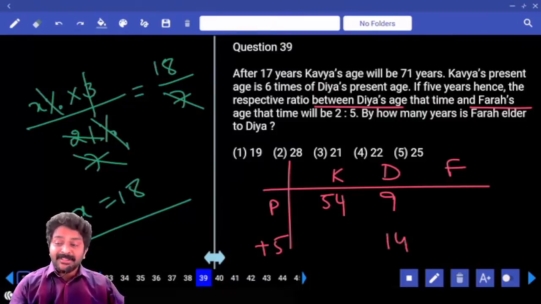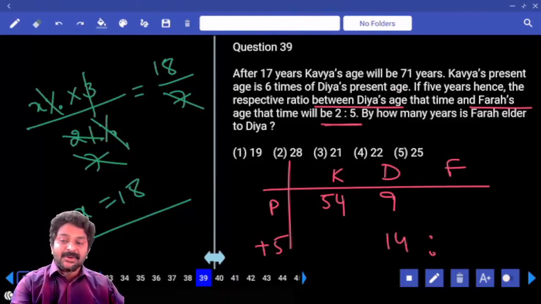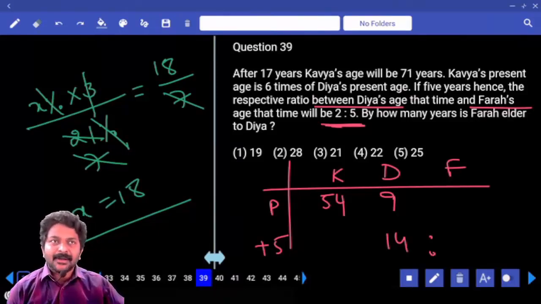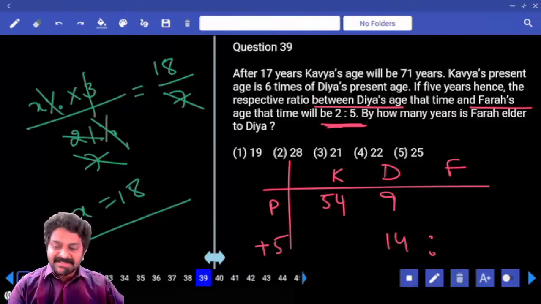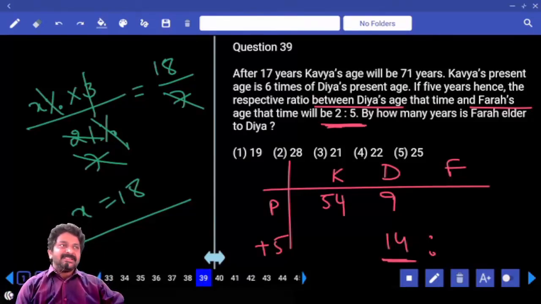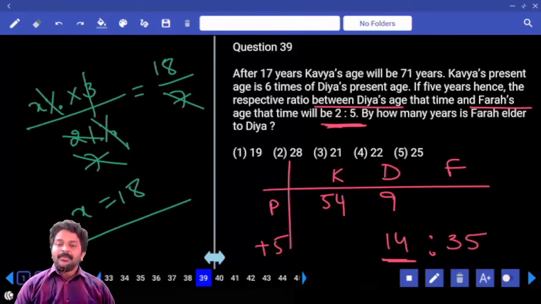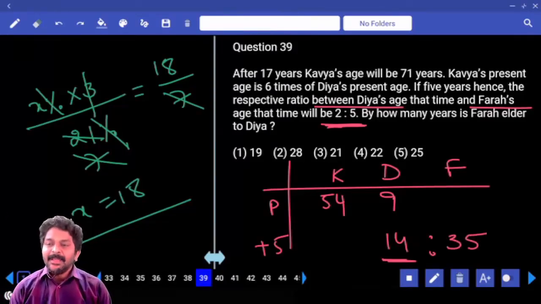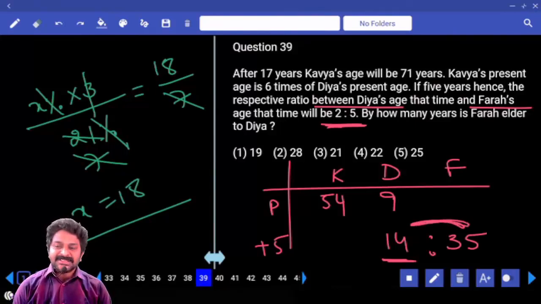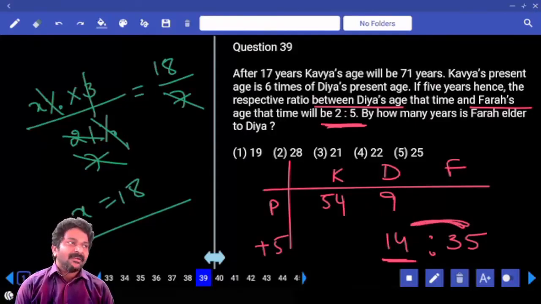And the ratio between Divya and Farah at that time is going to be 2:5, right? So 2 parts is equal to 14, then 1 part is 7, and 5 parts is 35. Now, your question is to identify by how many years Farah is elder to Divya. Correct? The difference between these two numbers. How much is that? 21. Which option is that? Third option.